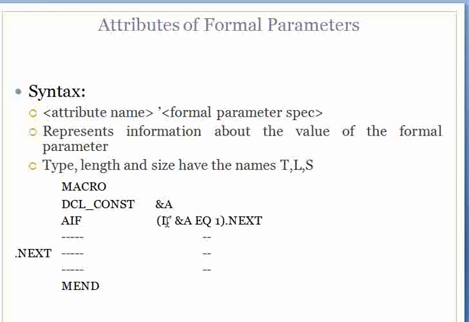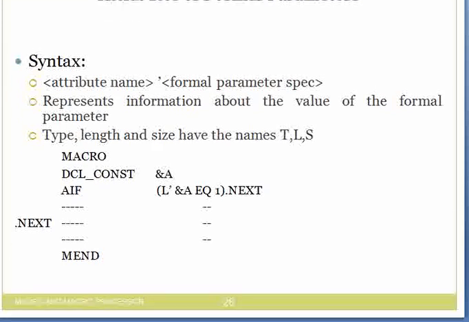Here, I can check whether the length of A, the formal parameter A, is equal to 1. So when I make a macro call, I'm going to check whether the length of the actual value is equal to 1. If it is true, I have to go to that line where .NEXT appears as a label. Otherwise, I go to the first line following this AIF statement. So in this way we can associate attributes with formal parameters. I can use type, and I can use size also.